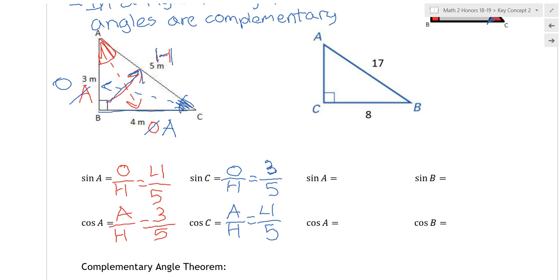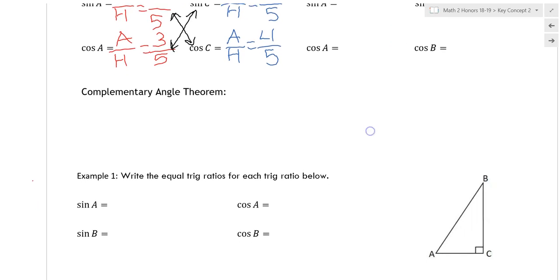Now you should notice something about these angles. If you notice, sine of A and cosine of C are the same, and cosine of A and sine of C are the same. This leads us to what we call our complementary angle theorem.